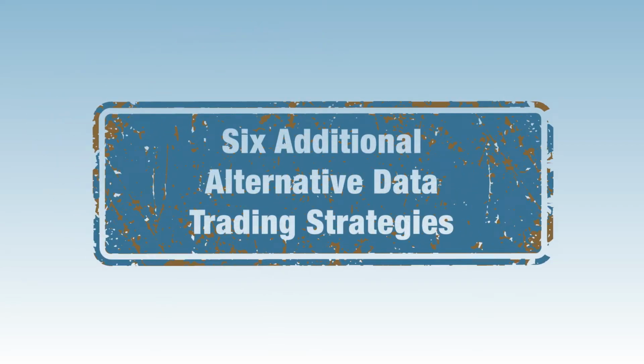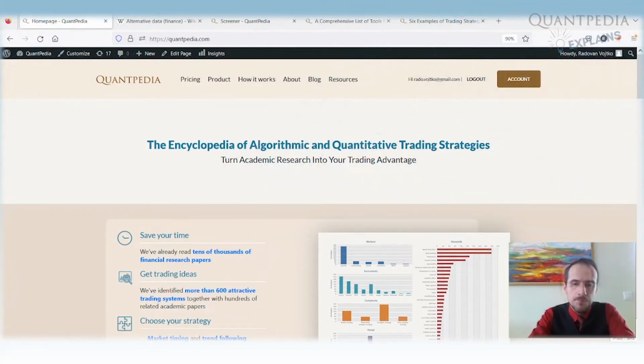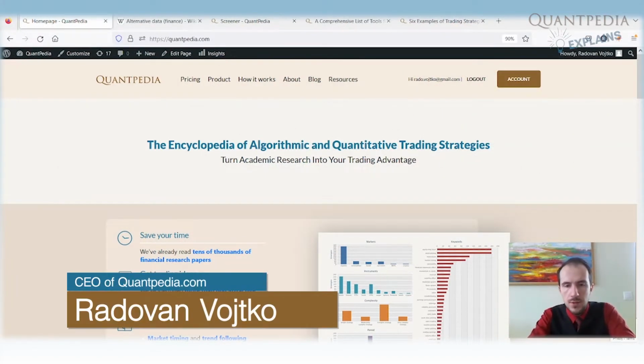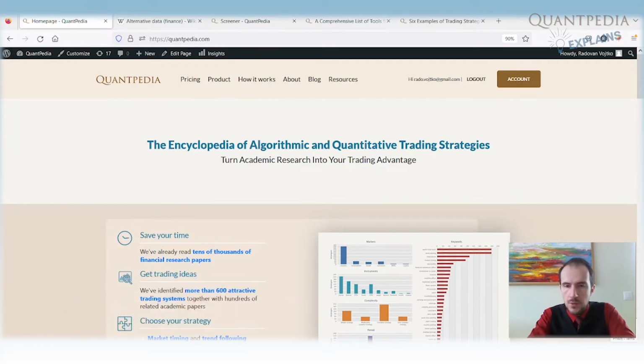Today, we will speak about the 6 additional alternative data trading strategies. Hello everyone, my name is Radovan Vojtko, I'm CEO of Quantpedia. Today I would like to discuss alternative data and how they are used in trading strategies and investment strategies. We already have one video related to alternative data sets, and we have some examples of trading strategies with these data sets on our YouTube channel.